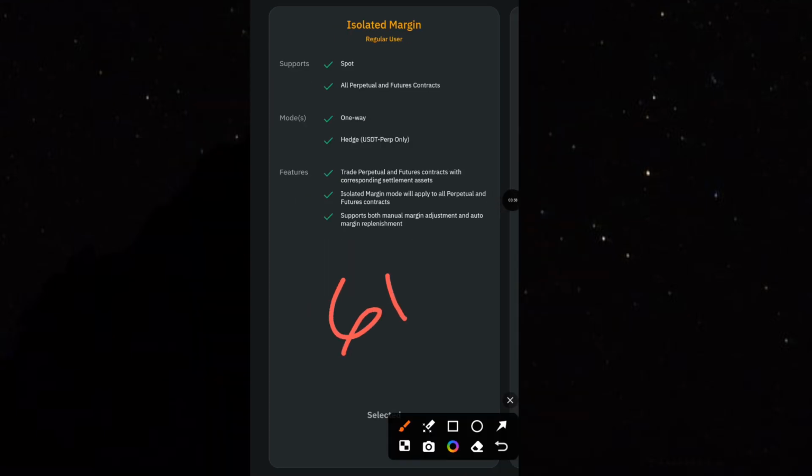So if I want to use, let's say I want to use only 10 USDT to trade, okay, and let's say I made a mistake and I lost my 10 USDT. If I lose my 10 USDT, the remaining USDT in my balance will be safe. That is what isolated margin means. Okay, the remaining USDT in my balance will be safe. The remaining 51 USDT will be safe.